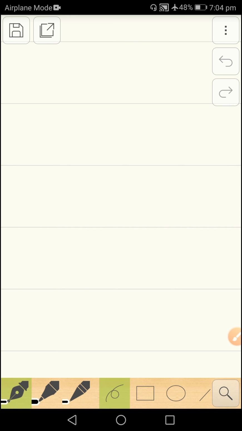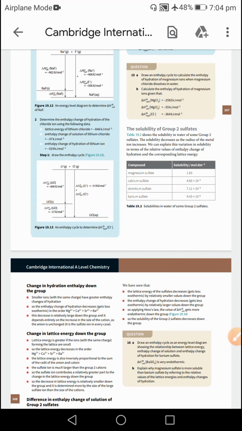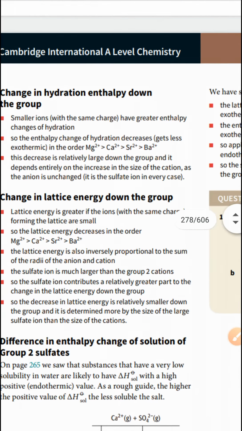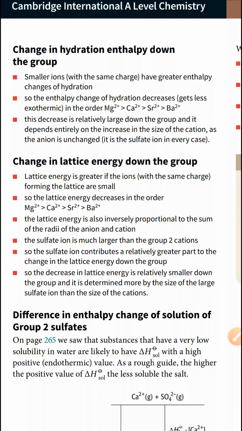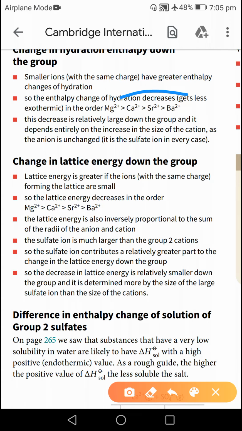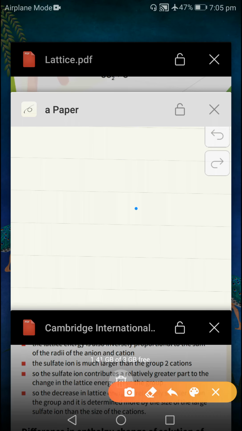Okay, now let's go to what happens down the group. Okay, look, I will show you a part of the book. Look, here are stated the changes in hydration enthalpy down the group. So down the group the size of the ions increases, so there is a decrease in the hydration enthalpy, and also there is a decrease in the lattice enthalpy down the group. Okay, all right, now we have to find which change is more significant.